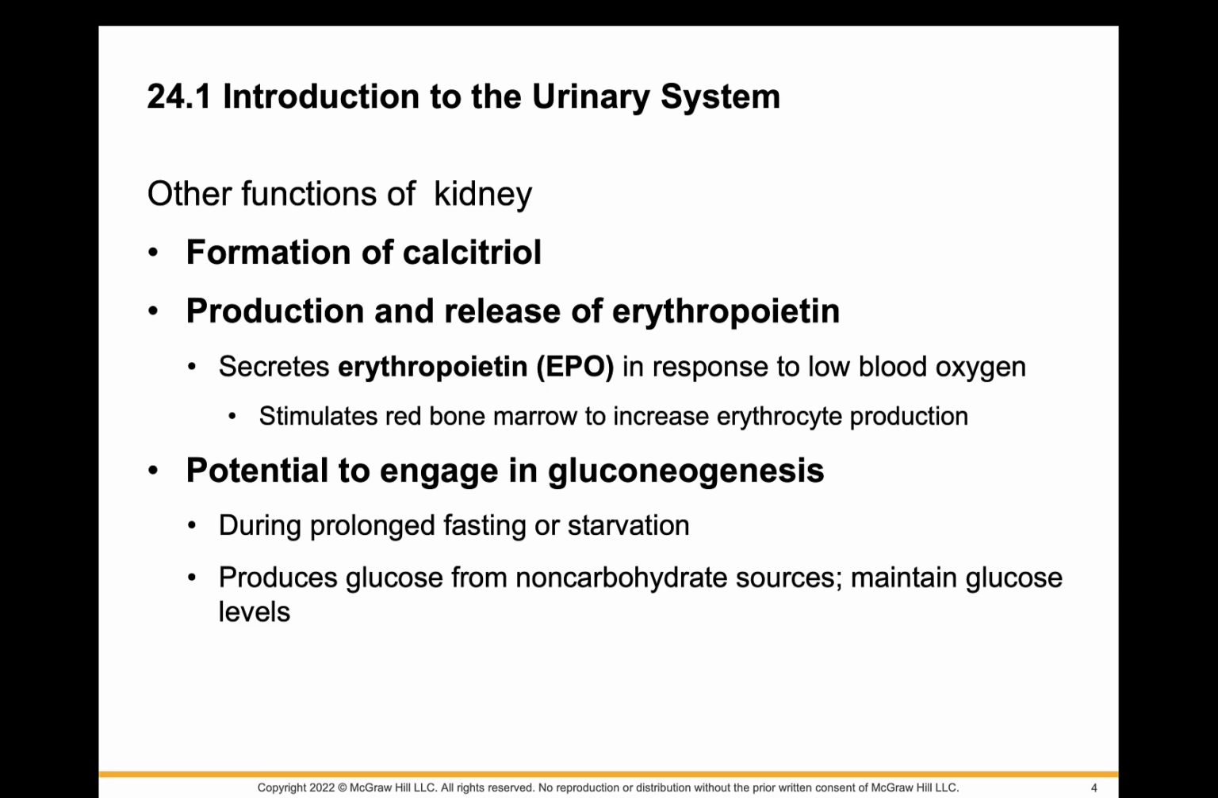This is something that is going to occur during prolonged fasting or starvation. Generally, it involves the production of glucose from non-carbohydrate sources. This is usually through the carbon skeleton of amino acids. And this is something that we must do to maintain glucose levels, as the only fuel that the central nervous system can really use is glucose.